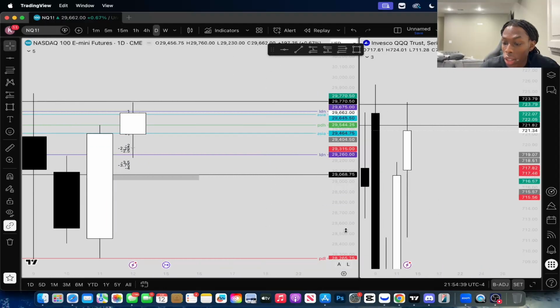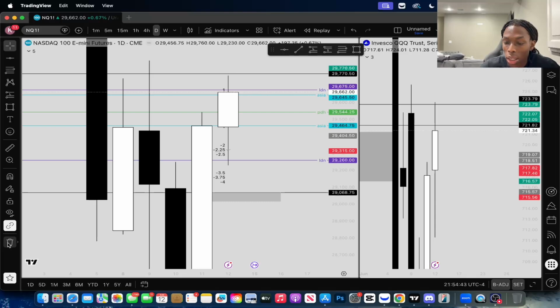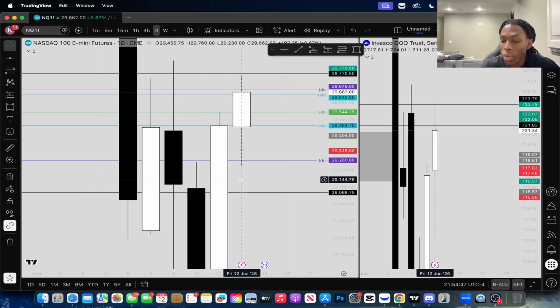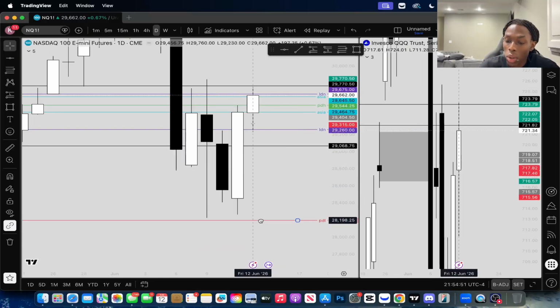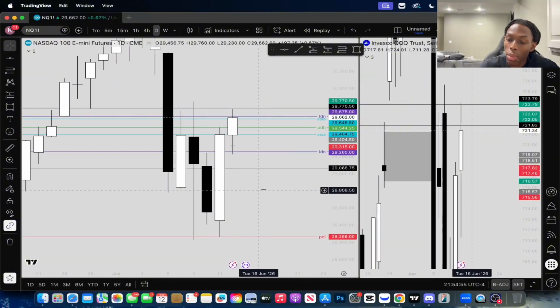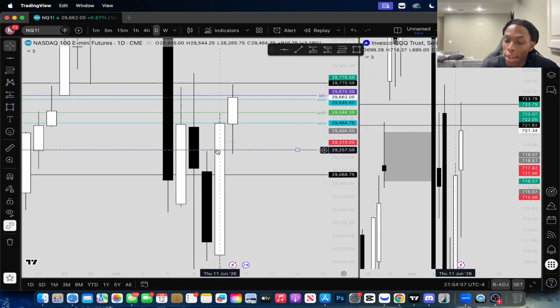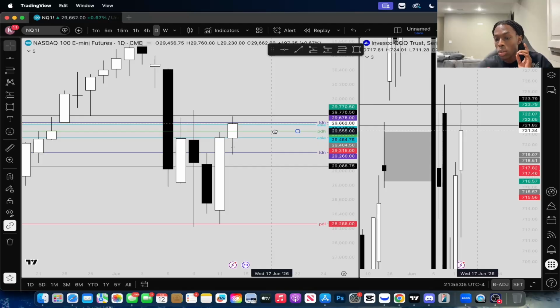So first things first. Let me get rid of that. Daily bias, right? First thing I'm gonna look for is my previous day's low and my previous day's high. Obviously, the previous daily candle is an up close candle, a bullish engulfing candle on the daily. So I'm already leaning towards upside for today's price action.